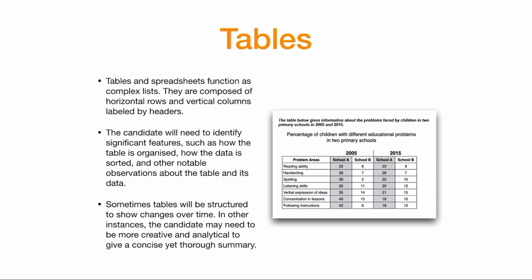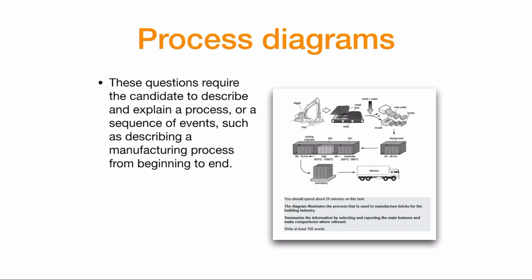They are composed of horizontal rows and vertical columns labeled by headers. The candidate will need to identify significant features, such as how the table is organized, how the data is sorted, and other notable observations about the table and its data. Sometimes tables will be structured to show changes over time. In other instances, the candidate may need to be more creative and analytical to give a concise yet thorough summary.